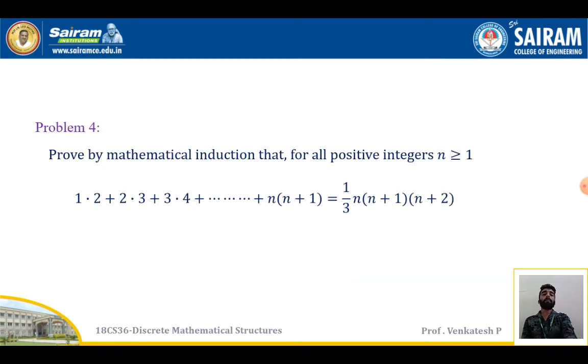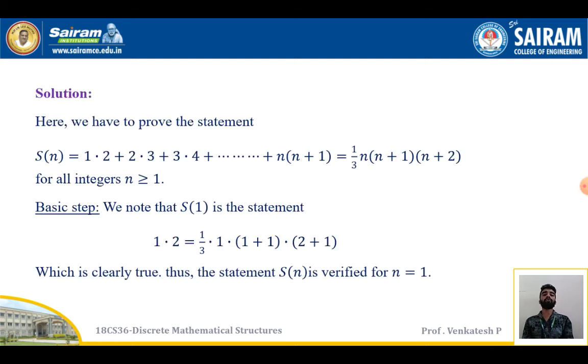So now problem number 4. Prove by mathematical induction that for all the positive integers n greater than or equal to 1, the sequence is given like 1 into 2 plus 2 into 3 plus 3 into 4 plus so on plus n into n plus 1 is equal to 1 by 3 into n plus 1 into n plus 2. So same thing here also, we have to prove this in 2 steps. One is the basic step, and the other is the induction step.